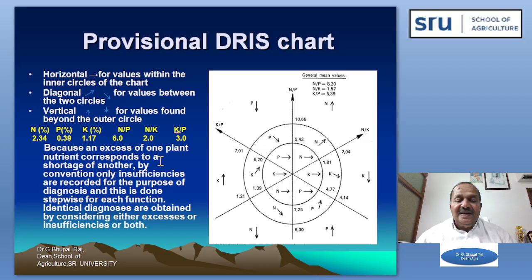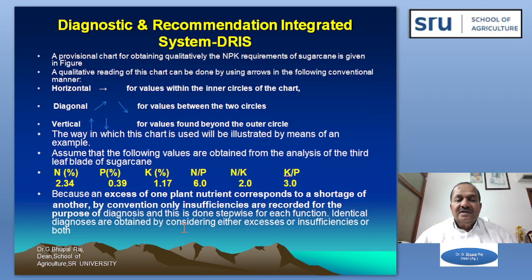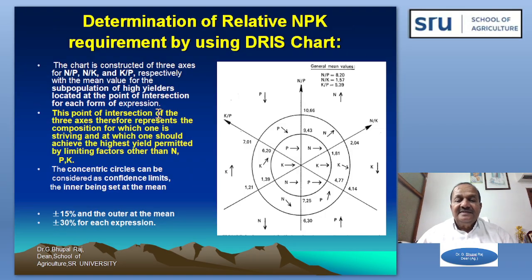An excess of one plant nutrient corresponds to the shortage of another. By convention, only insufficiencies are recorded for the purpose of diagnosis, and this is done stepwise for each function. Identical diagnoses are obtained by considering either excesses or insufficiencies of both. As I told you, the horizontal, diagonal, and vertical symbols are shown in these circles. The chart is constructed for the three axes, and depending upon the intersection, the mean values are taken.